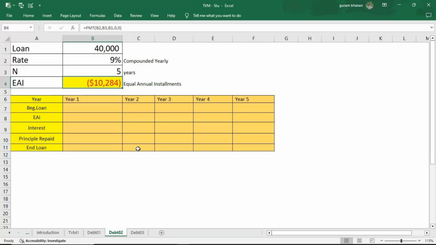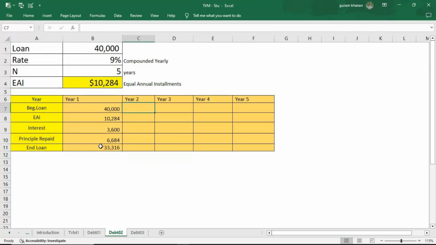Here the value is shown negative. Why? Because the money is going out of my pocket. I cannot take this value directly for further calculation, so I'll put minus in the beginning of PMT. Now beginning loan will be 40,000. EMI equals 1,284. Interest will be beginning loan into 9%. Then principal repaid will be EMI minus interest. So end loan is 40,000 minus 6,684. So this is my end loan.